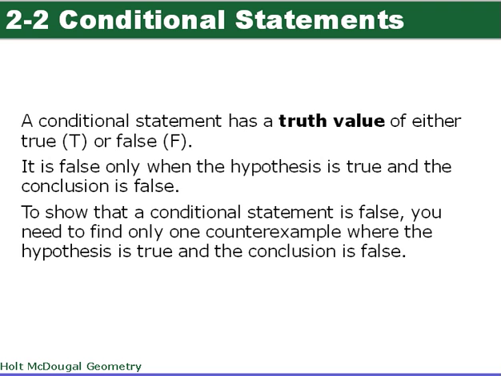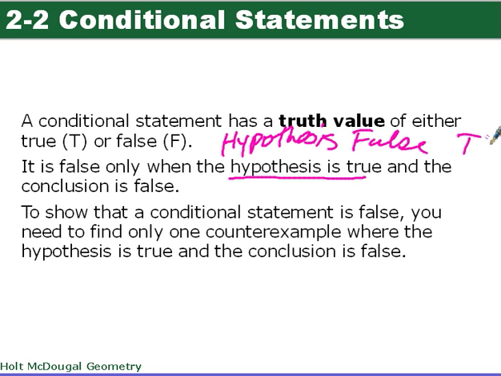Okay, a conditional statement has a truth value. It's either true or false. It is false only when the hypothesis is true and the conclusion is false. So this is really important, and this can really twist your mind around: if your hypothesis is false, then your conditional is automatically true. So to show that a conditional is false, you need to find a counterexample where the hypothesis is true and the conclusion is false.